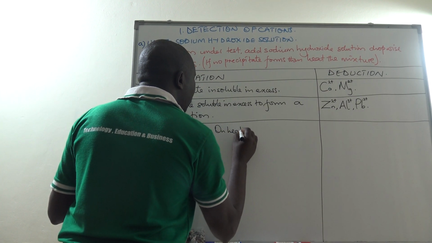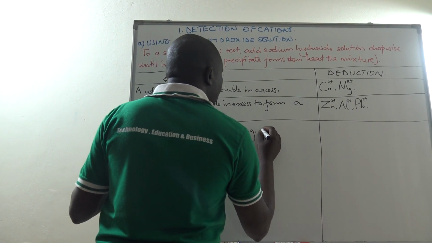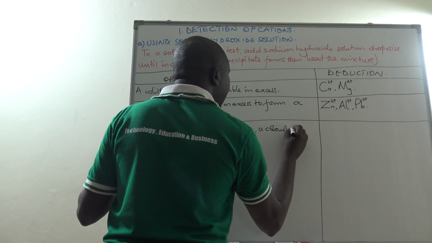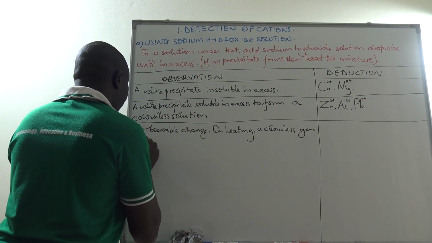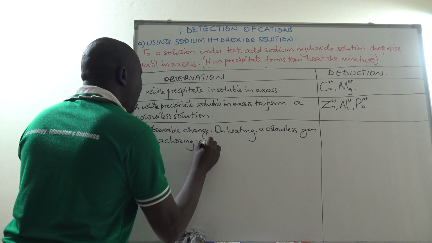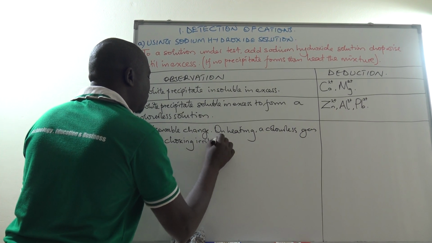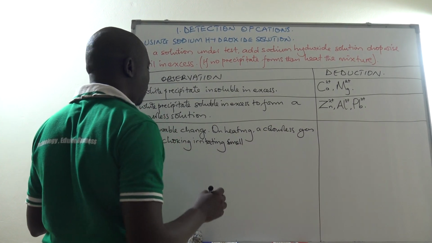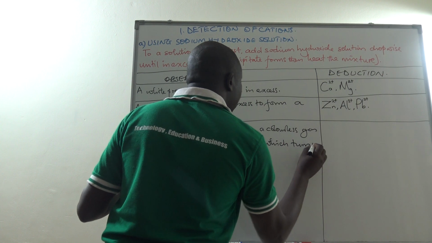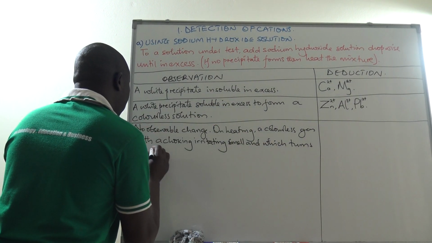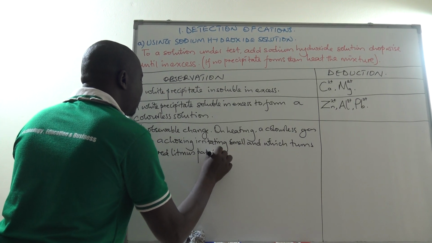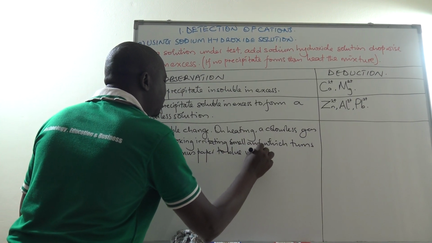Then on heating, we have a colorless gas with a choking, irritating smell, and which turns moist red litmus paper to blue was evolved.